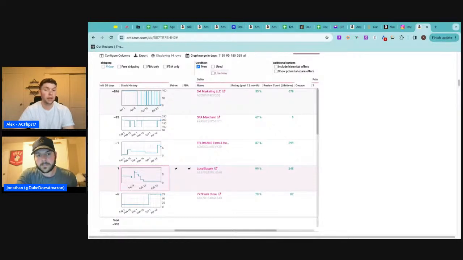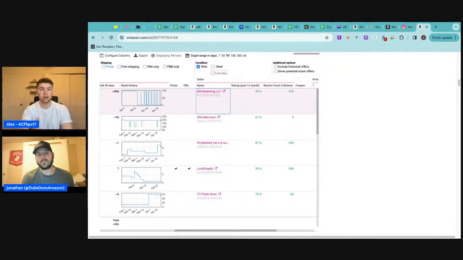Yep. And actually the nice thing about the name here, it might seem kind of irrelevant, but you can click on the name. Otherwise you can copy the seller ID. And then when you do a Keepa Product Finder search, you can sort through their entire storefront.